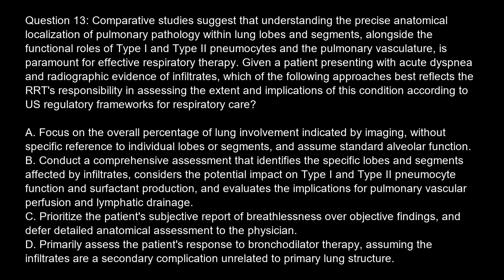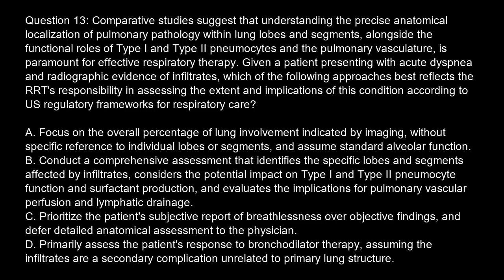Question 13. Comparative studies suggest that understanding the precise anatomical localization of pulmonary pathology within lung lobes and segments, alongside the functional roles of type I and type II pneumocytes and the pulmonary vasculature, is paramount for effective respiratory therapy. Given a patient presenting with acute dyspnea and radiographic evidence of infiltrates, which of the following approaches best reflects the RRT's responsibility in assessing the extent and implications of this condition according to U.S. regulatory frameworks for respiratory care?